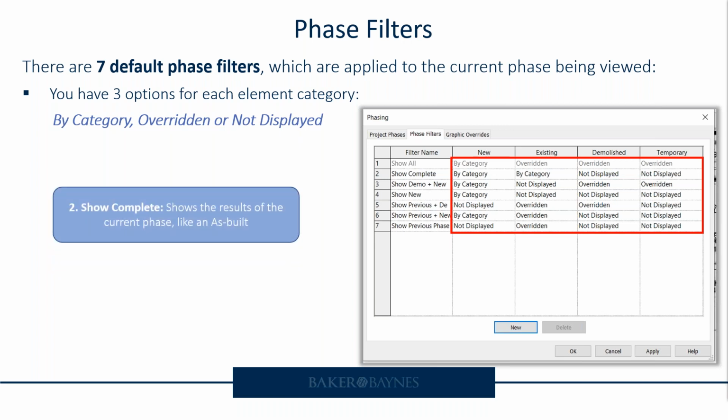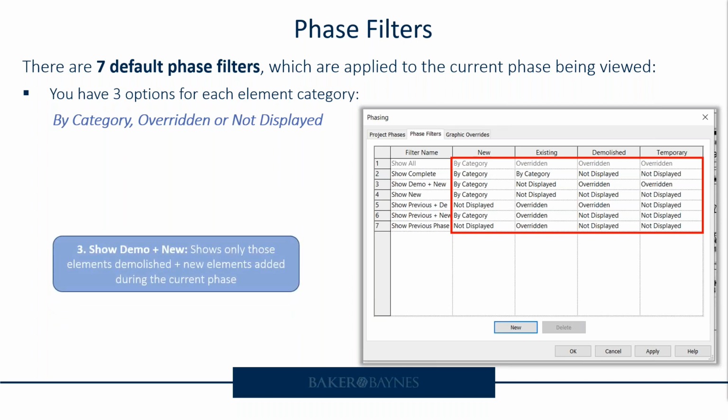If you look at show complete, that means it will show the results of the current phase. In other words, it's something like an as-built. It will show all of the work once completed. So if we look, for instance, at the last 2 columns, the demolished and temporary, and looking at the options which is set to not displayed, in other words, once the work is done, that is work that has been completed, so that is why it will typically be hidden.